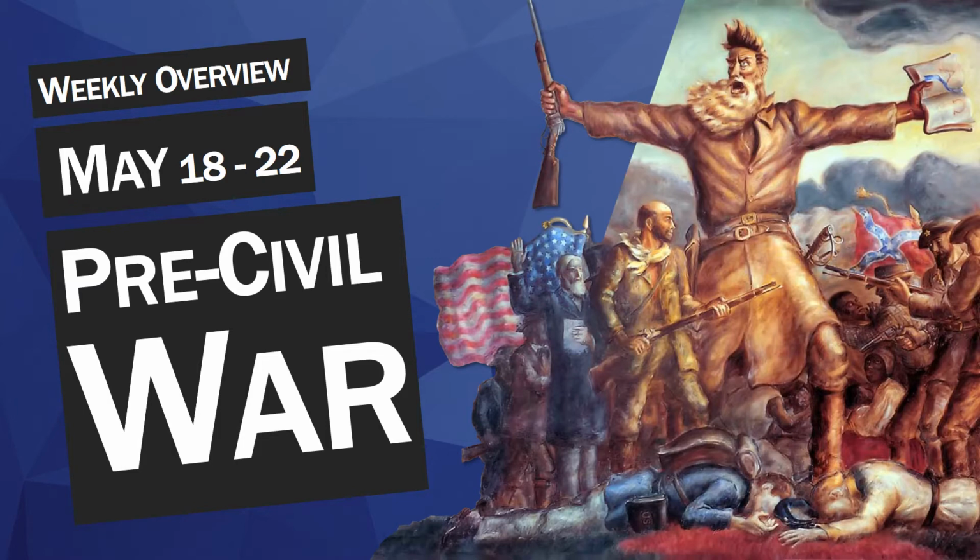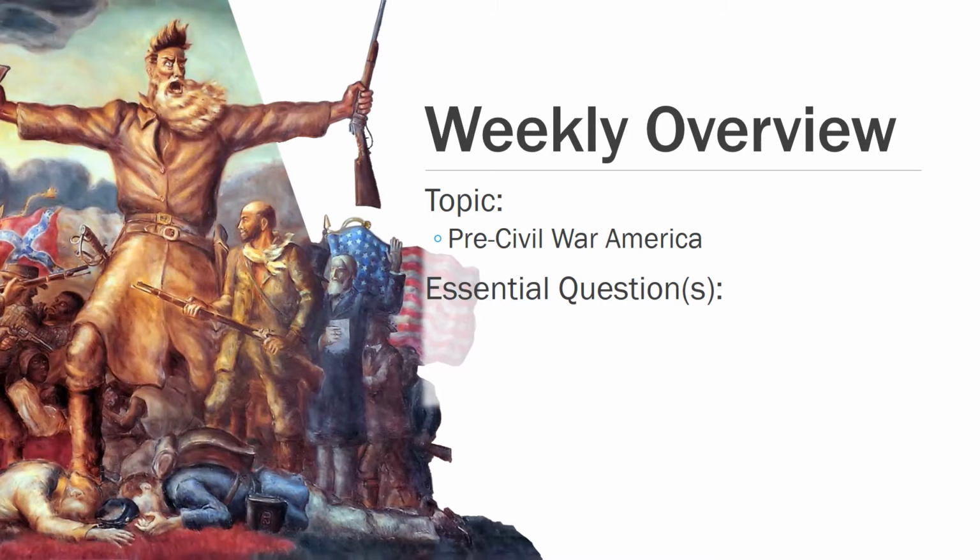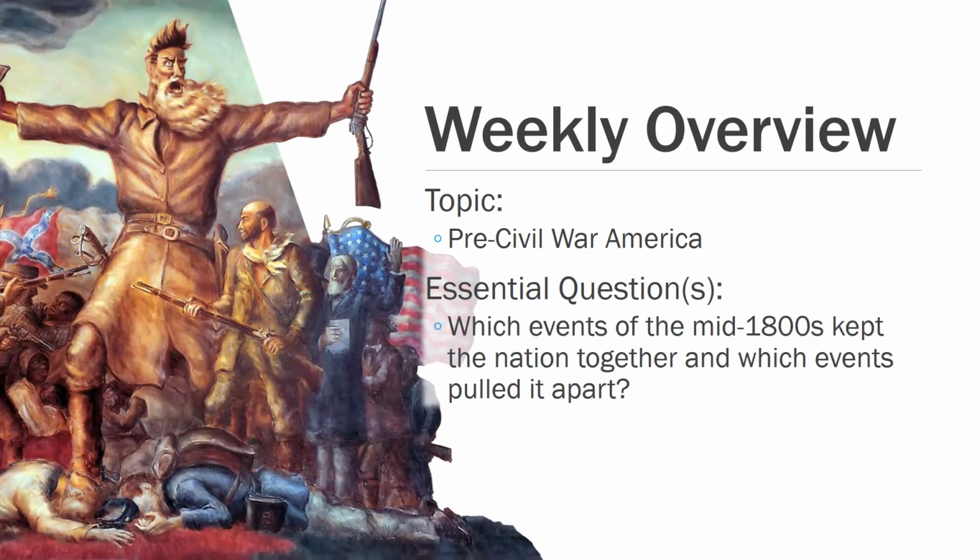We're talking about the pre-Civil War. Now the topic is the pre-Civil War America. What did it look like and how did we get to the Civil War? The essential question is, what events in the mid-1800s kept the nation together and which events pulled it apart?